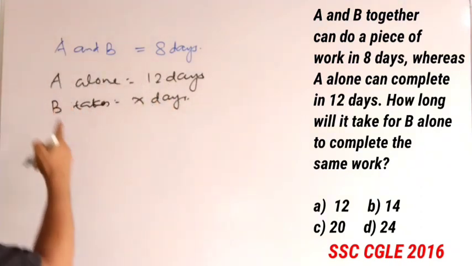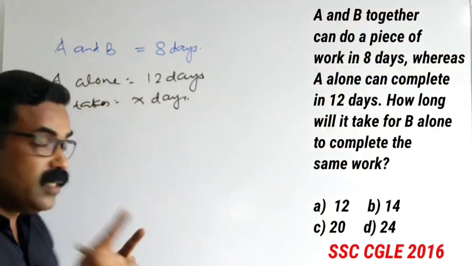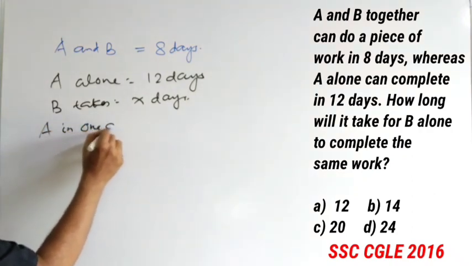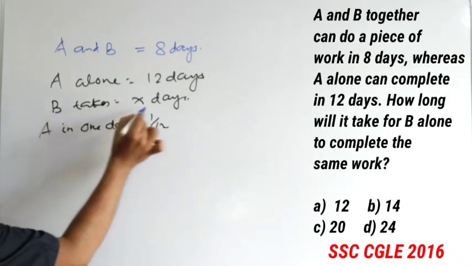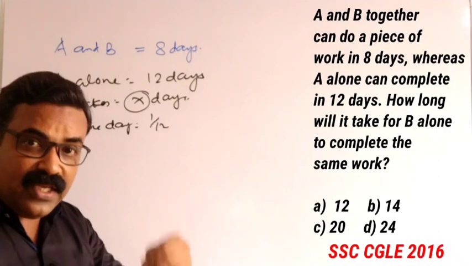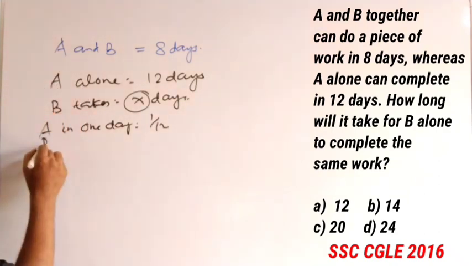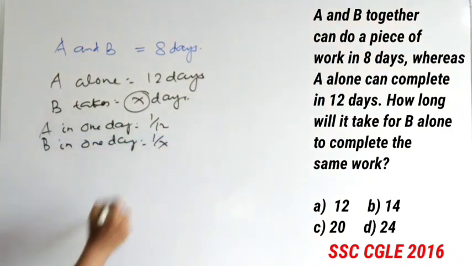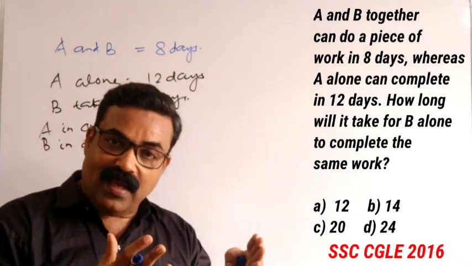So here I can say A alone completes the work in 12 days. That means A in 1 day does 1/12. Similarly, we assumed B takes X days. So what is the work completed by B in 1 day? B in 1 day will be 1/X. So we have the work completed by A in 1 day, and the work completed by B in 1 day.